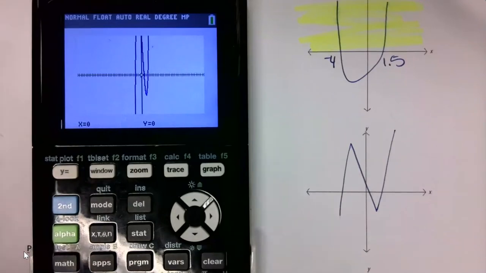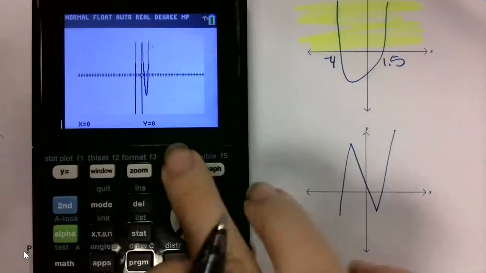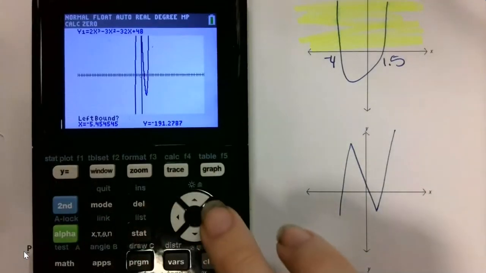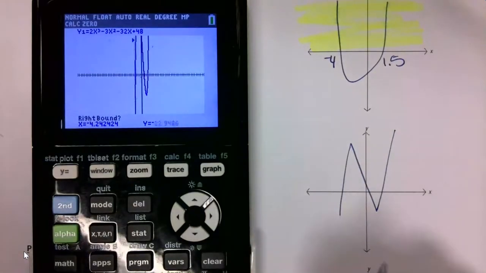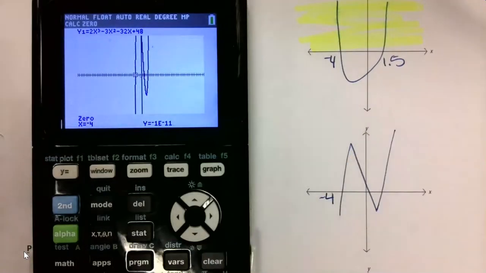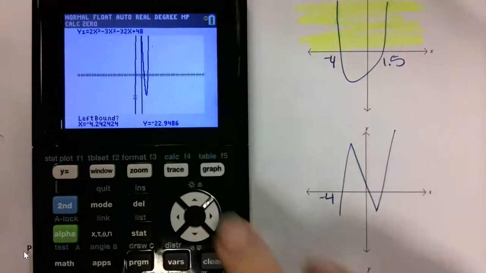Anyways, I want to go find my zeros just like I did last time. So I'm going to go second trace, 0. And then I'm going to start off with my left side 0. So on this one, it's below the x-axis. I press enter. I cross the x-axis. I press enter twice. This one is at -4 again. Then I want to do the one in the middle. So I go second trace, 0.